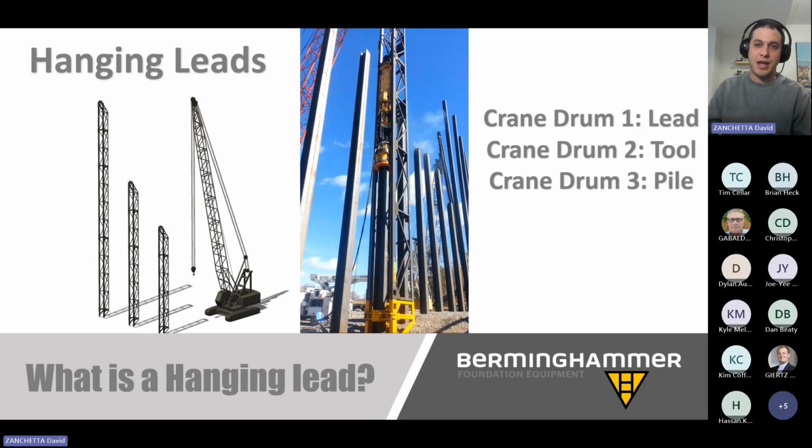The advantage to using a hanging lead is that you can lay these leads down and use your crane for regular lifts again. The con in most situations is you need a third drum in your crane, which is hard to find sometimes in rental situations.